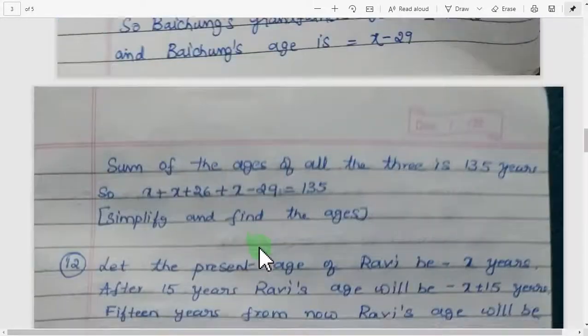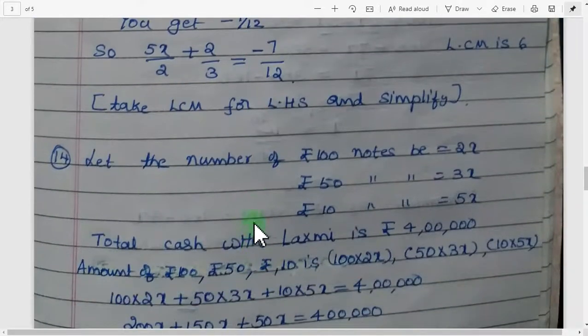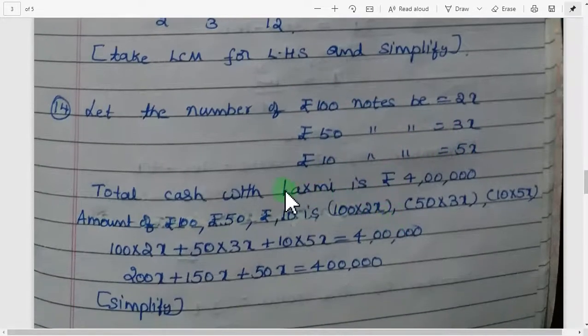See, 14th sum. Let the number of notes of rupees 100 be 2x. Since the ratio is given, you have to take it like this. Rupees 50 notes is 3x, rupees 10 notes is 5x. This is the number of notes. Total cash with Lakshmi is rupees 4 lakh.